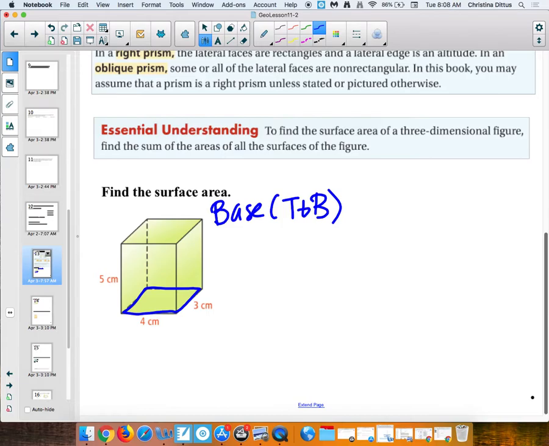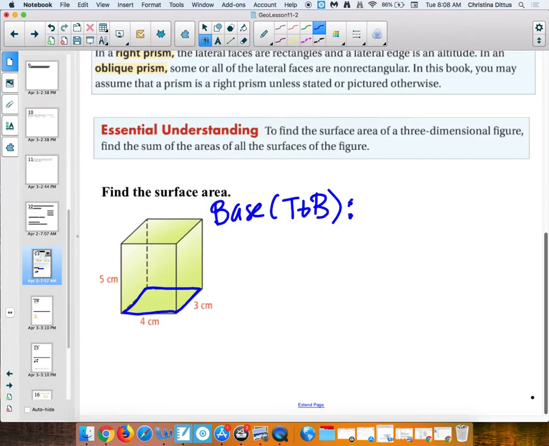Based on height. So to find the area of this top and bottom, I need you to grab that stack of papers. It's by the basket by my phone. Yep. That's your notes back there.